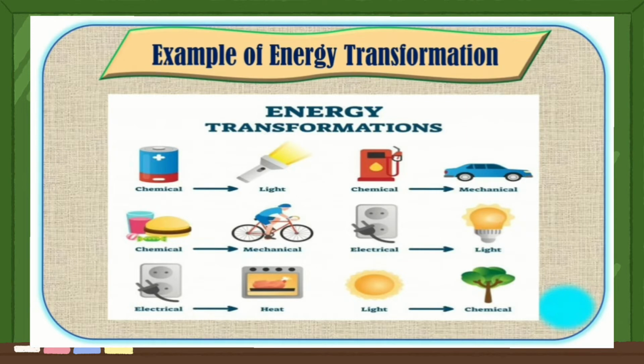So here are some examples of energy transformation. From chemical to light, from battery to torchlight, from chemical to mechanical, from the food that we eat to mechanical, from electrical to heat, from chemical to mechanical, from electrical to light, and from light to chemical.